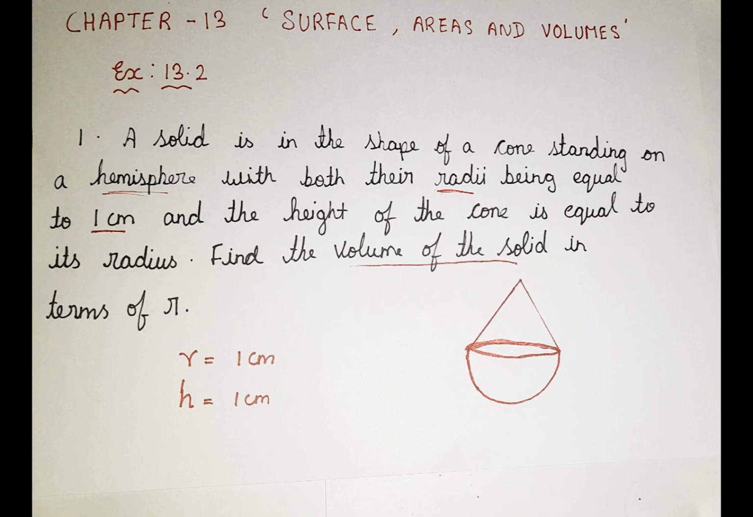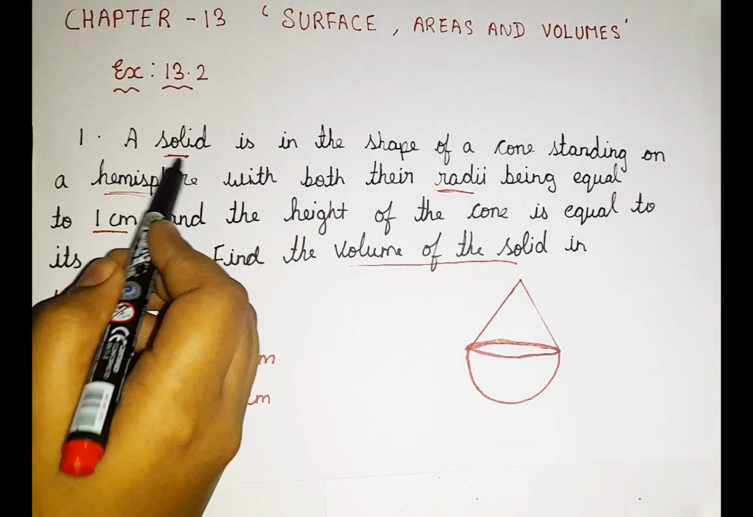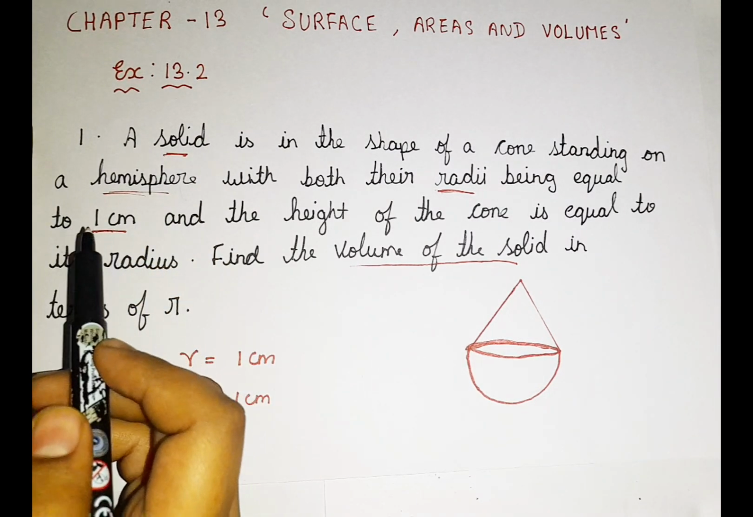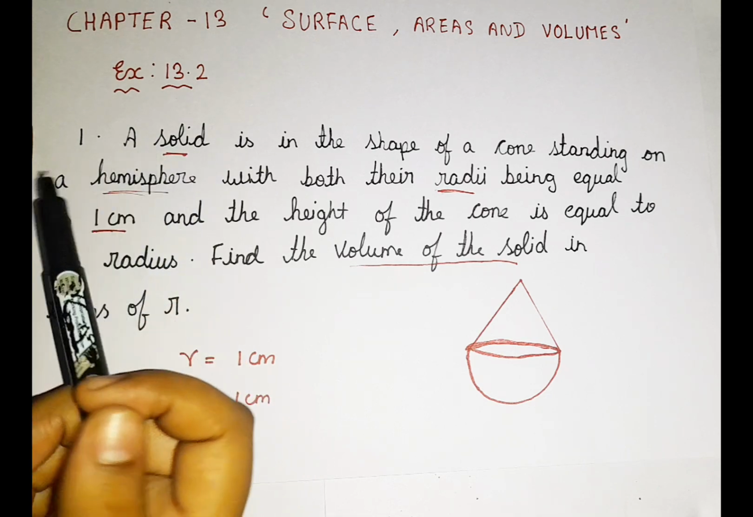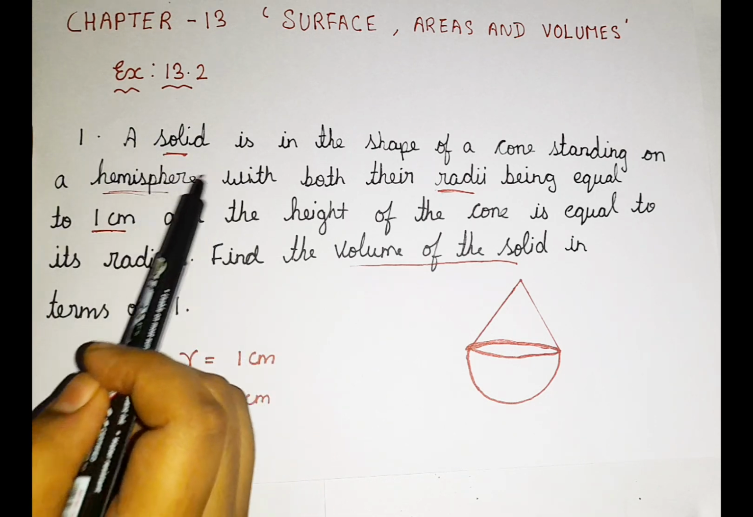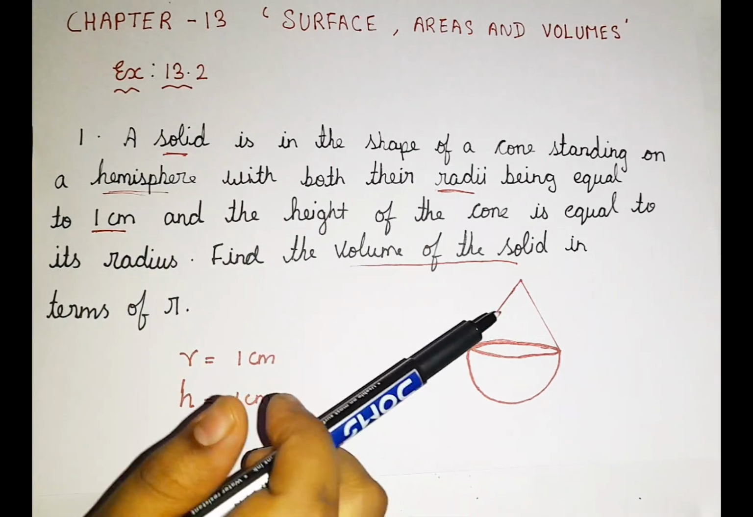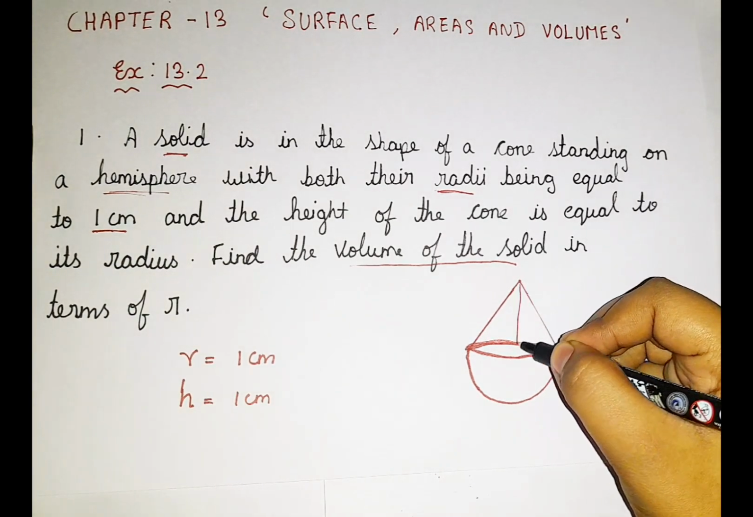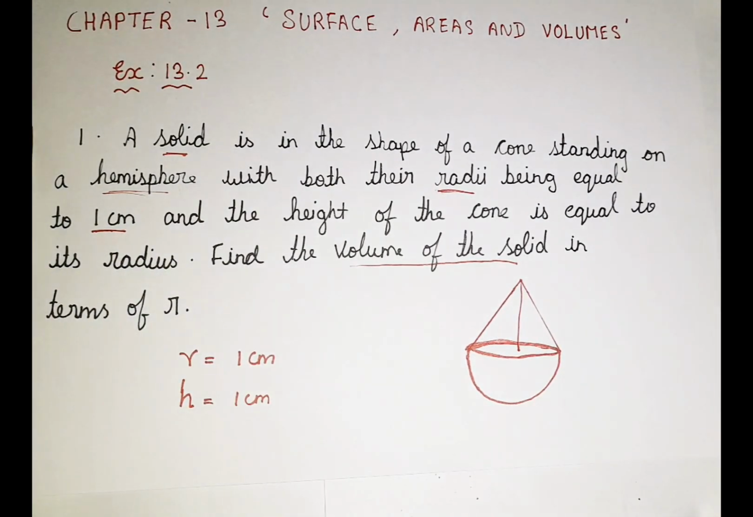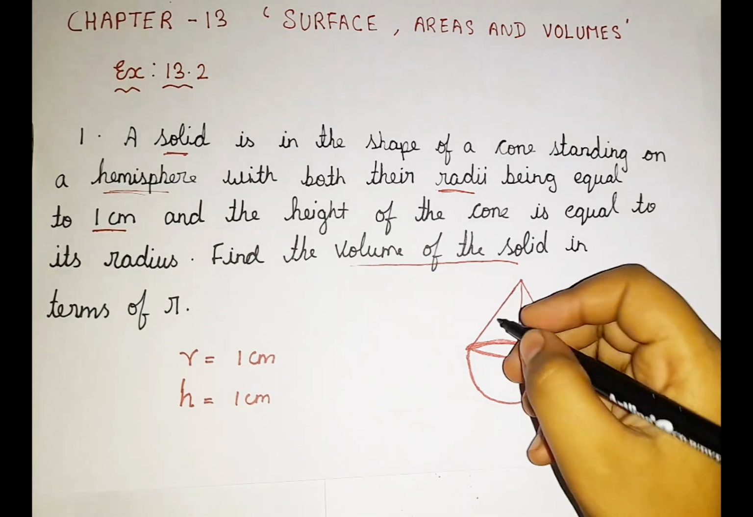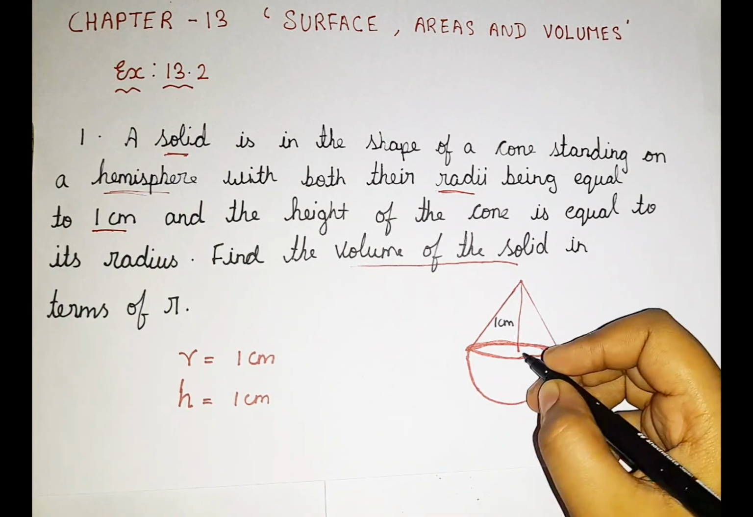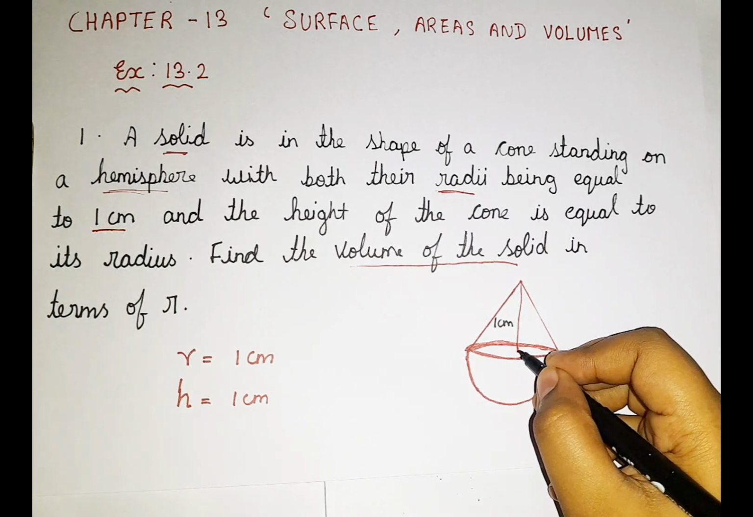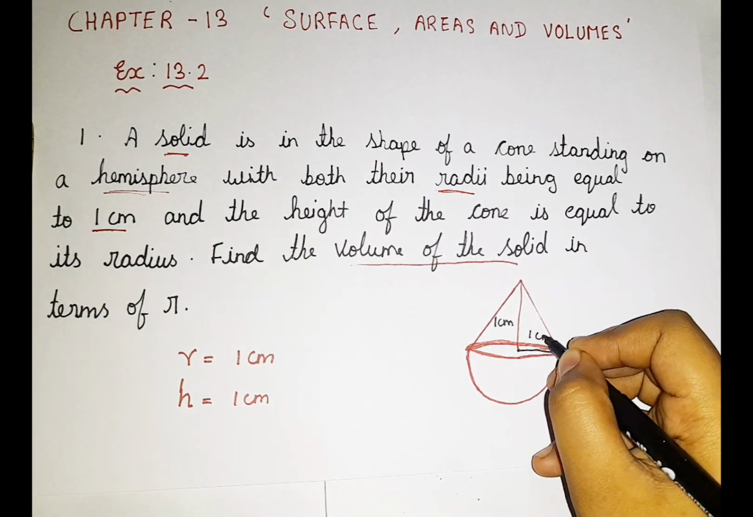Alright guys, we know the radius is 1 centimeter, and the height is also 1 centimeter. You might be wondering what is the meaning of solid. Solid means a thick object. Here they mentioned a hard object which is in the shape of a cone as well as a hemisphere. The height of the cone is 1 centimeter, and the radius is also 1 centimeter.